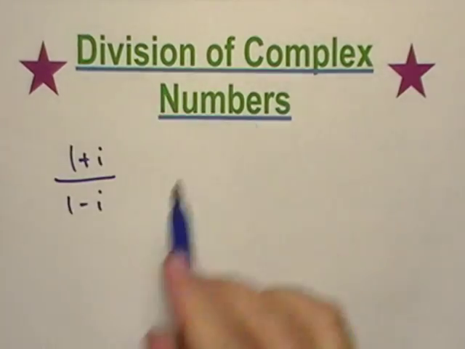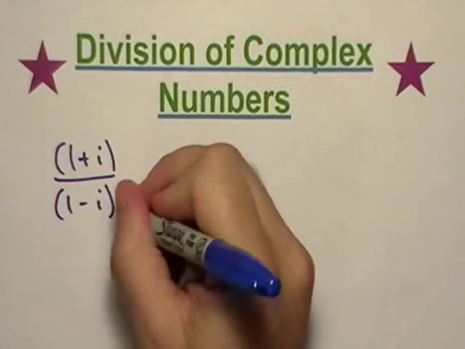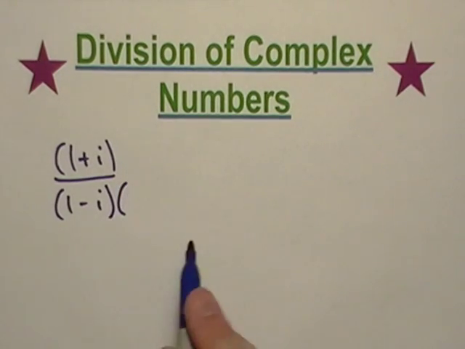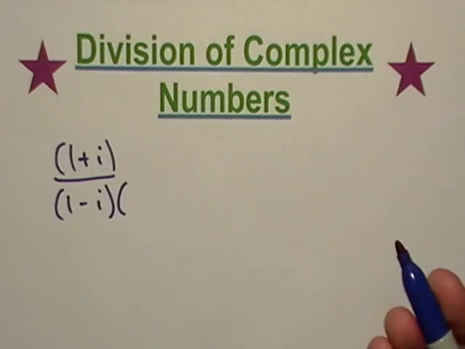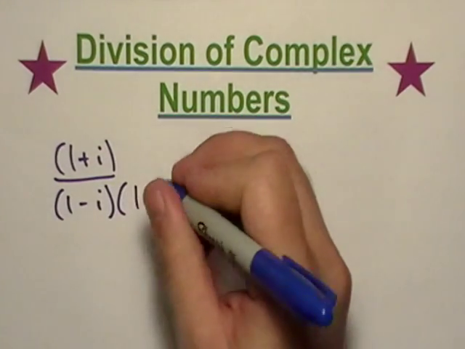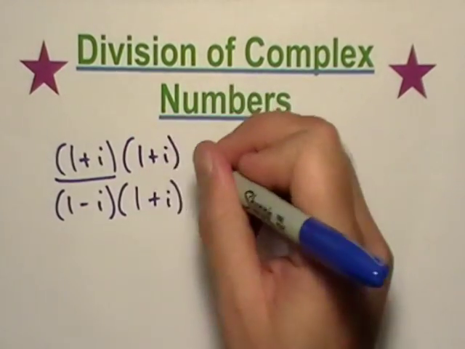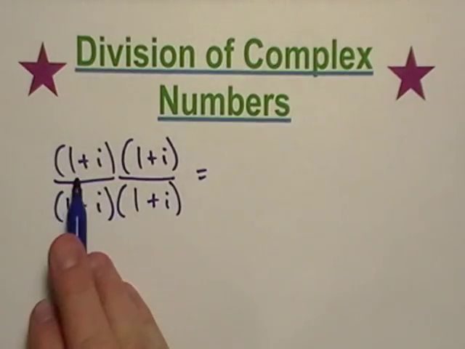Okay, so what I'm going to do is I want to use the conjugate, and I want to multiply this whole thing by the conjugate of the denominator. So what's the conjugate of the denominator going to be? It's going to be 1 plus i. Okay, so let's just go ahead and see what happens.